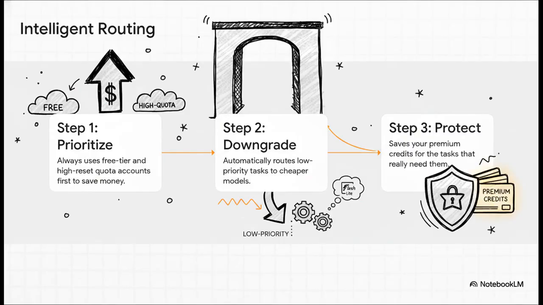Now this is where the tool becomes a true cost saver. Its intelligent routing has this simple but really powerful logic. Always use the cheapest available option. It'll prioritize your free accounts first. Then, for background tasks that don't need a top-tier model, it automatically downgrades them to something cheaper, like Gemini Flash, which saves your premium credits for the jobs that really need them.